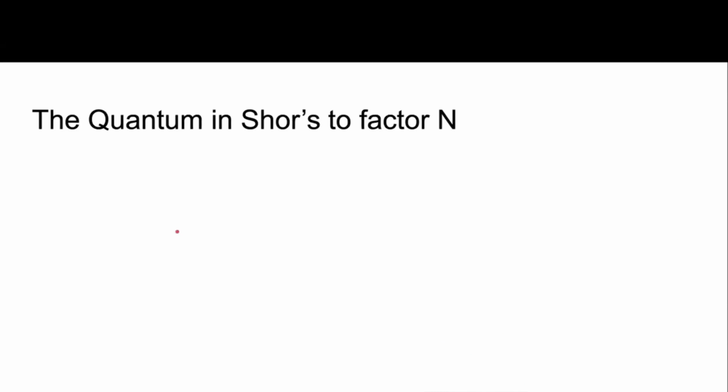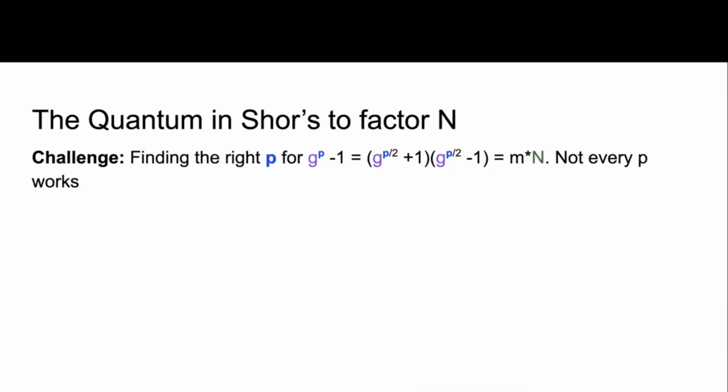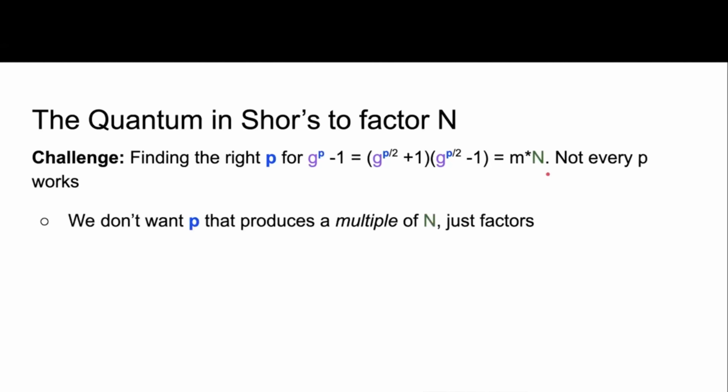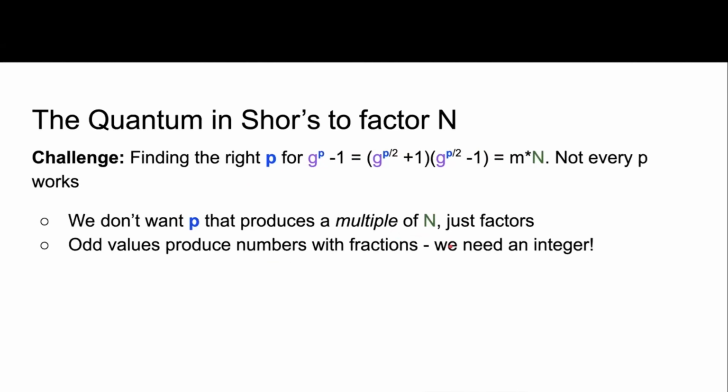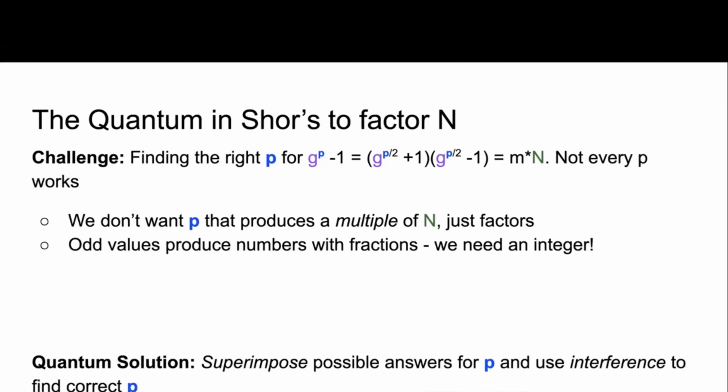This introduces the quantum aspect of Shor's to factor n. We have this challenge of finding the right p to find g to the p minus 1 is equal to m times n. But not every p works. For example, we don't want a value of p that produces a multiple of n. We want factors. We also don't want odd values of p because that will produce fractions. We need an integer. So for example, if we had p equal to 1, g to the 1/2 could give us a fraction. So this introduces our quantum solution. We will superimpose possible values for p and use interference to find the correct value of p very quickly.